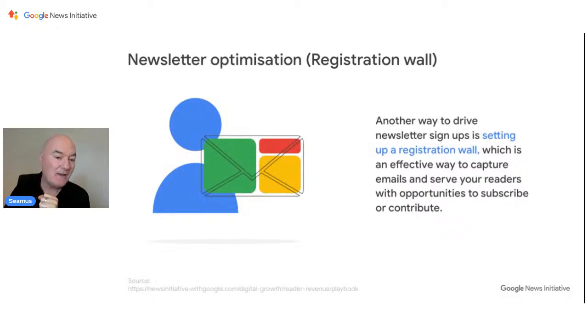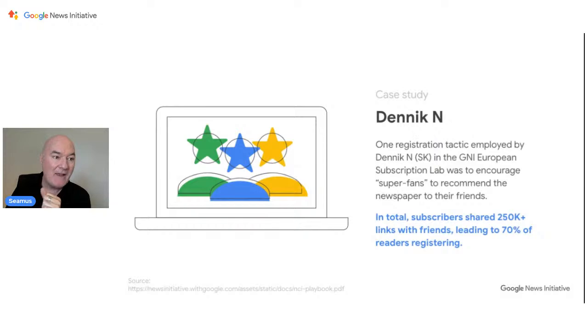So this could be something that you could look at as well. Another case study here. This is Denic N. This was a registration tactic employed by this. This was part of the GNI European Subscription Lab.